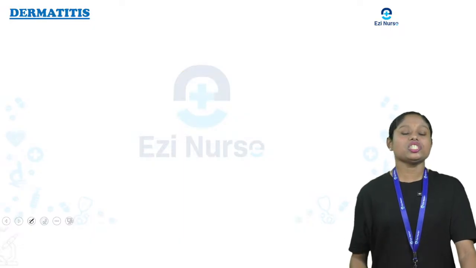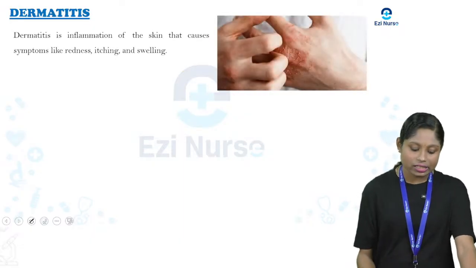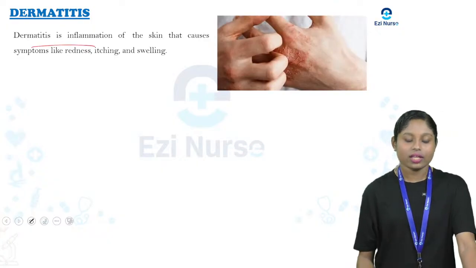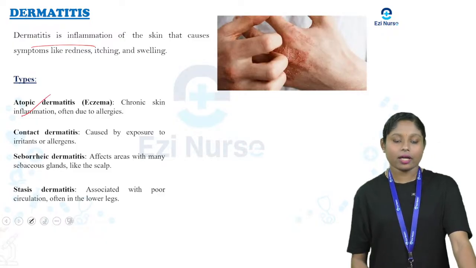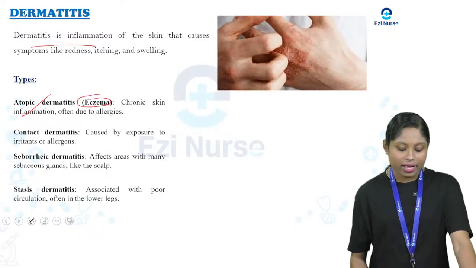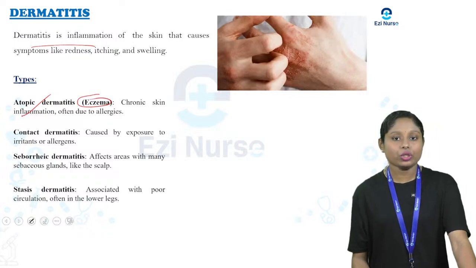So next disease condition is dermatitis. What is it? It's a skin allergy. Dermatitis is the inflammation of skin that causes redness, itching and swelling. So what are the types? Atopic dermatitis, also known as eczema. It's a chronic skin condition often due to allergies.